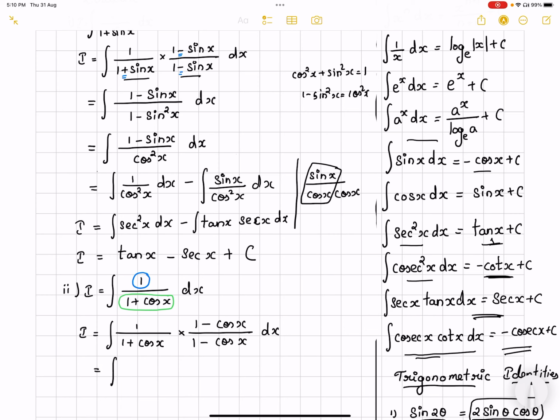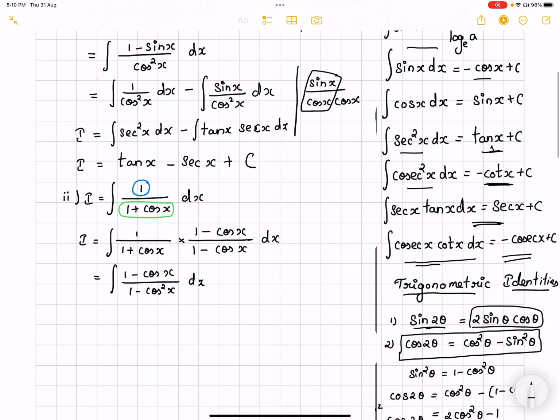Now in this case, I would be having (1 minus cos x) divided by (1 minus cos square x) dx. Now here, 1 minus cos square x, see, we had cos square x plus sin square x is equal to 1. Then in that case, 1 minus cos square x is equal to sin square x. Now let me just go ahead and substitute it there: (1 minus cos x) divided by sin square x.